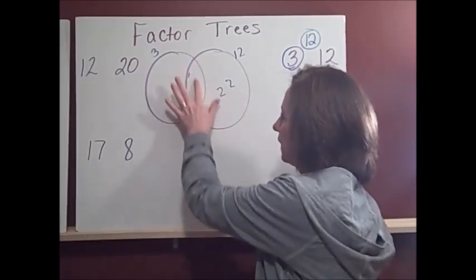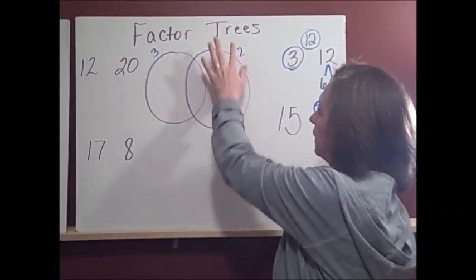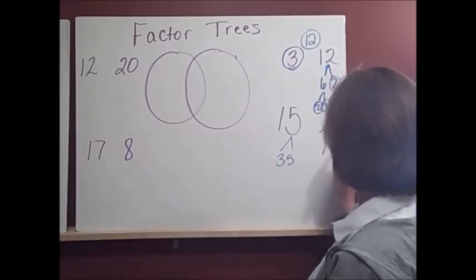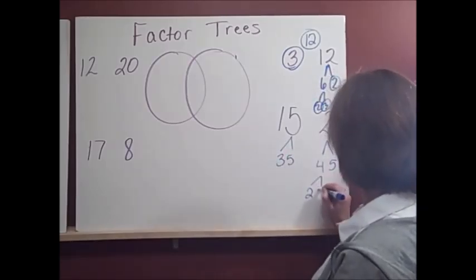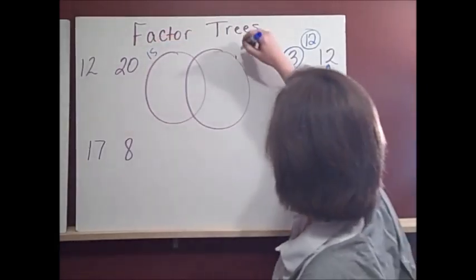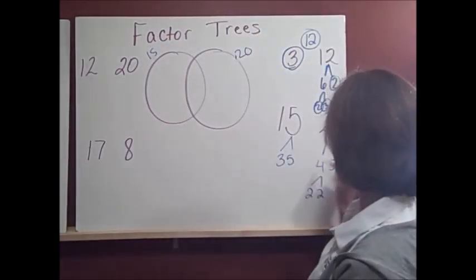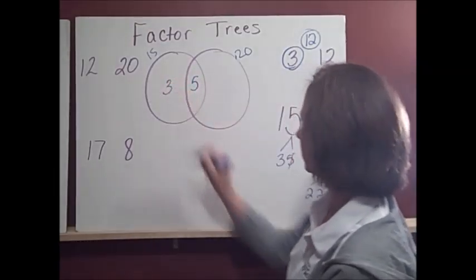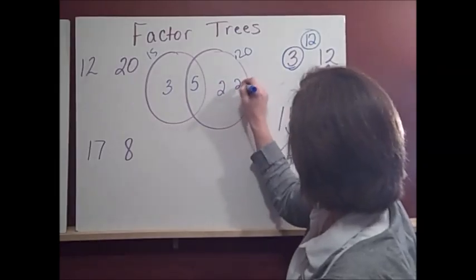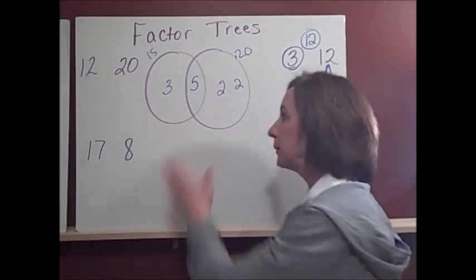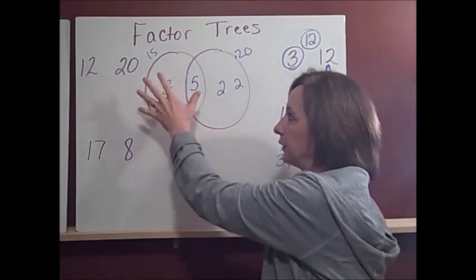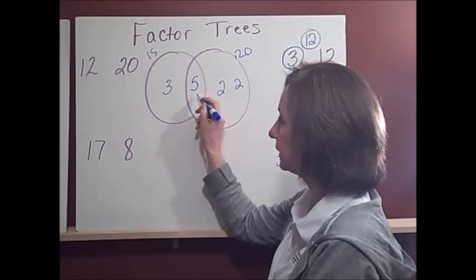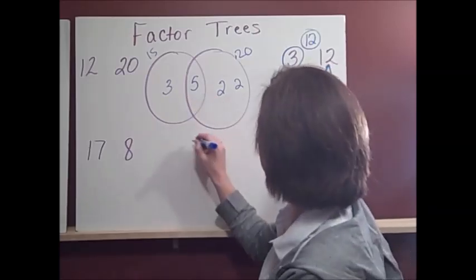All right, let's erase these and try 15 and 20. 3 and 5, 4 and 5, 2 and 2. So if my 15 is here and my 20 is here, what I have from the 15 that's in the 20 is the 5. That is going in the middle. But I've got a 3 left over here, and I've got 2 2s left over here. Now, my greatest common factor, if you'll remember, is 5, because that's what's in the middle. But to find the least common multiple, you multiply. 3 times 5 is 15, times 2 is 30, times 2 is 60.